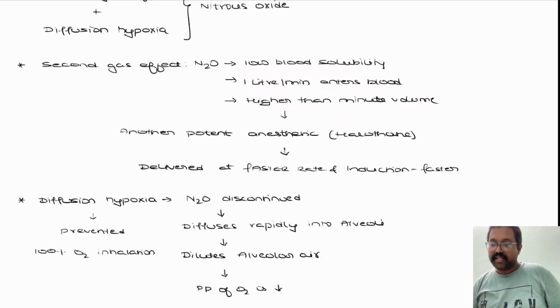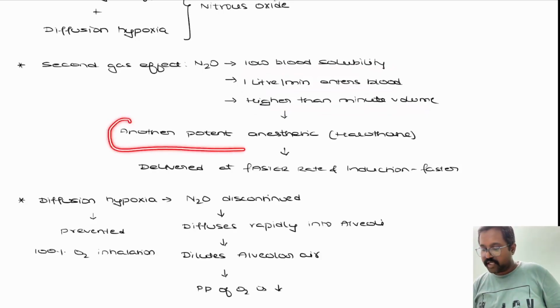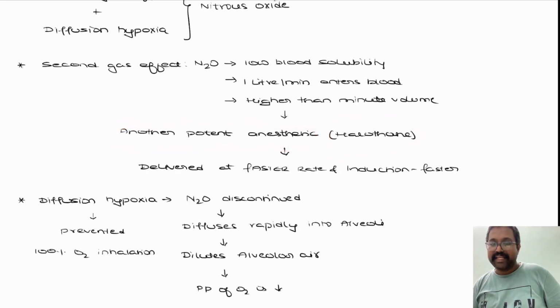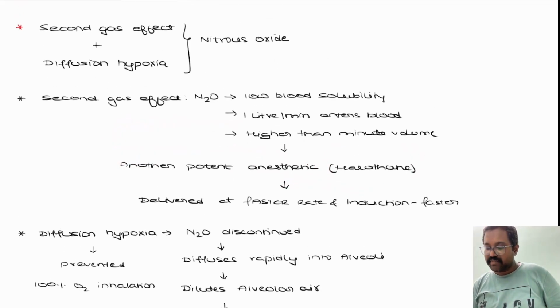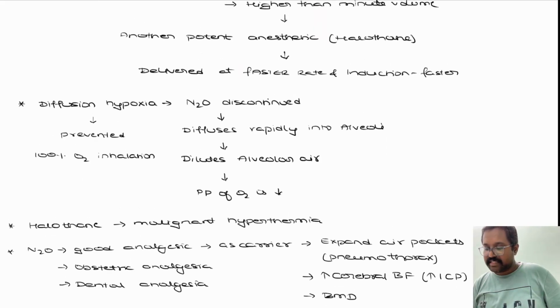So when nitrous oxide is given, along with it one more potent anesthetic agent, for example halothane, can be carried very quickly because the nitrous oxide acts as a carrier agent for other anesthetic agents. Thereby it delivers at a faster rate and induction will be faster. Even the recovery rate will also be faster.